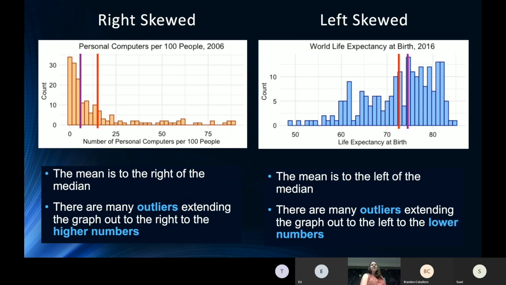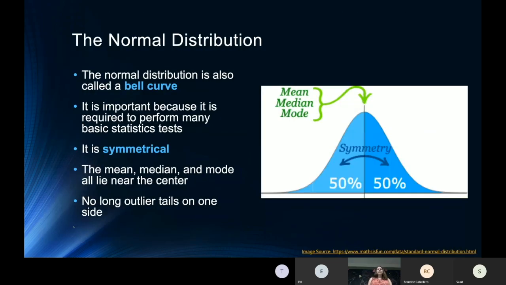But when we have this long tail of outliers in the right skew, that's not normally distributed. When we have this long tail of outliers in the left skewed, that's what we don't want to see. But that's why that was important. So the normal distribution, if you've ever heard of a bell curve, that's what it is.